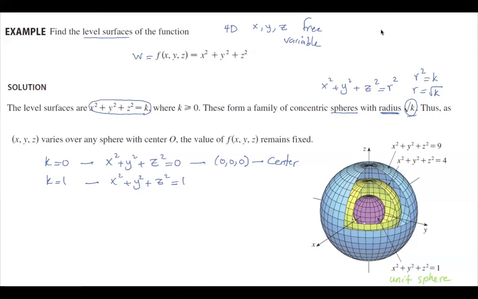We can continue this process. If k is equal to 3, you get square root of 3 as the radius. If k is equal to 2, you get square root of 2 as the radius, and so on. So for simplicity, we use 4 and 9. Again, these are for simplicity. You could take other values. You can say, hey, k is equal to 2. So x squared plus y squared plus z squared is equal to 2. So the radius is now square root of 2.